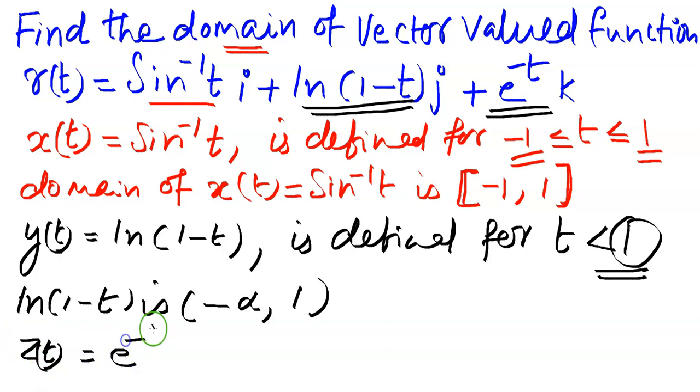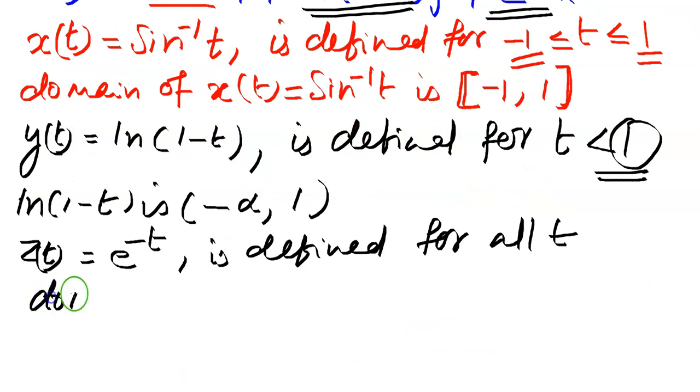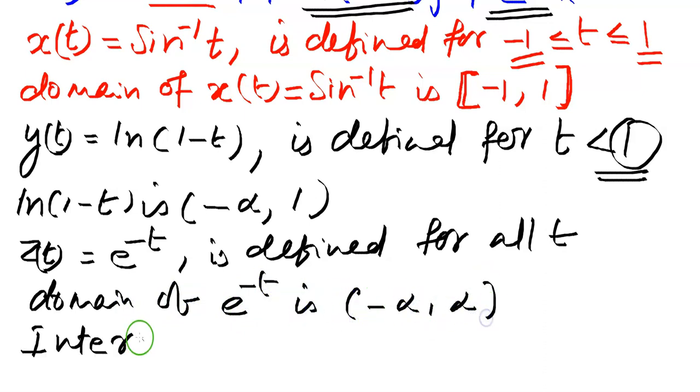Z of t is equal to e raised to minus t. E raised to minus t is defined for all t. Therefore, domain of e raised to minus t is minus infinity to infinity.